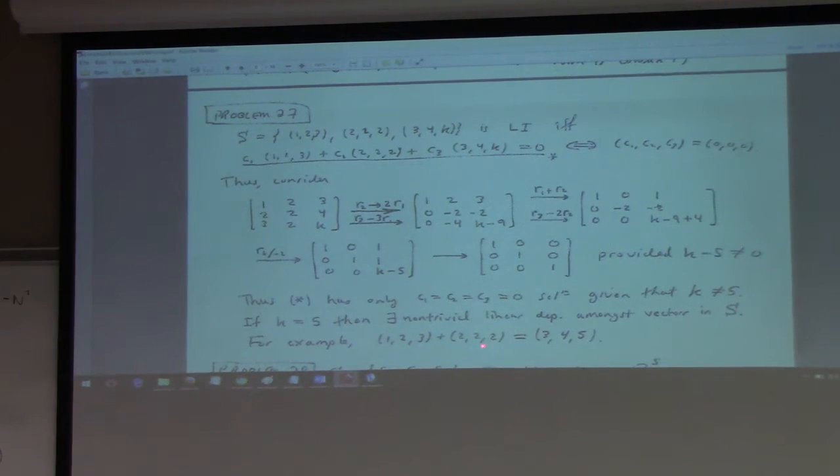1, 2, 3 plus 2, 2, 2 is 3, 4, 5. That's k equals 5. Yep. Could you just say by CCP that, from the very beginning, basically, you know that k cannot equal 5? Yeah. Very good.